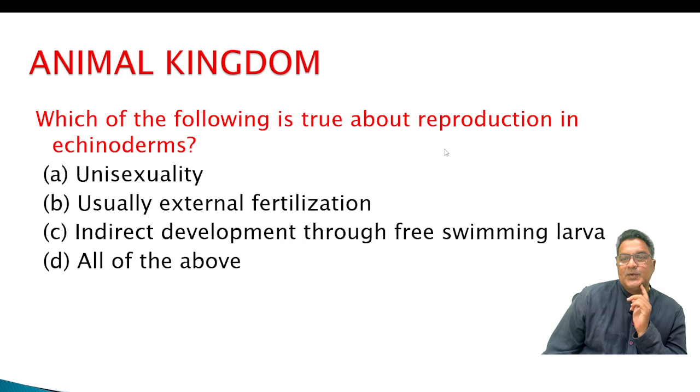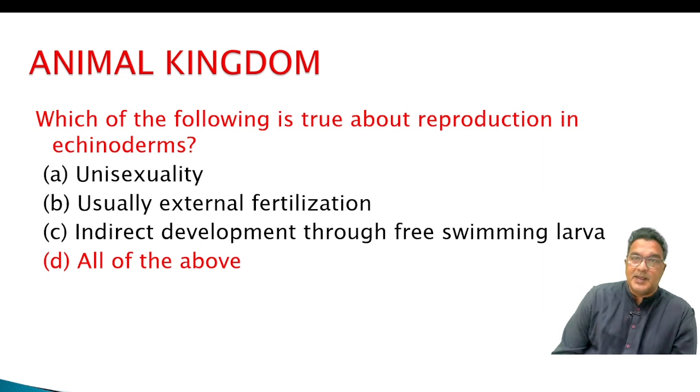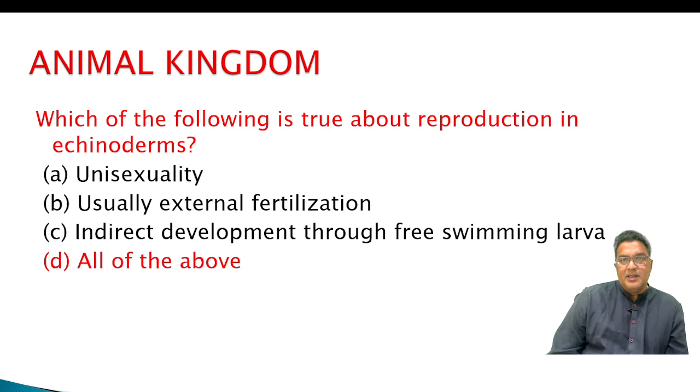Which of the following is true about reproduction in echinoderms? Unisexuality, usually external fertilization, indirect development through free swimming larva, all of the above. All are true. We have so many larvae: Bipinnaria, Brachiolaria, Ophiopluteus, Echinopluteus, Auricularia. No need to remember the larval names for NEET. Just remember indirect development.